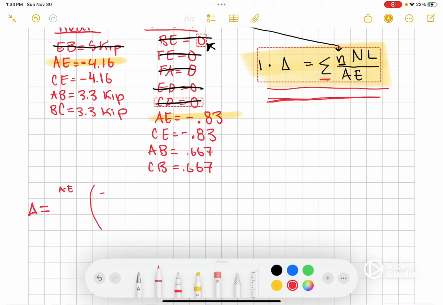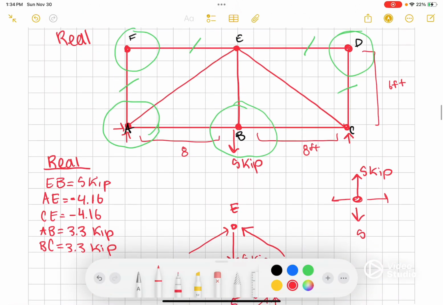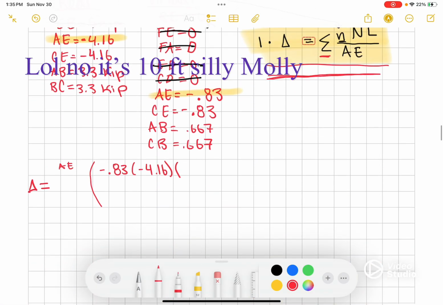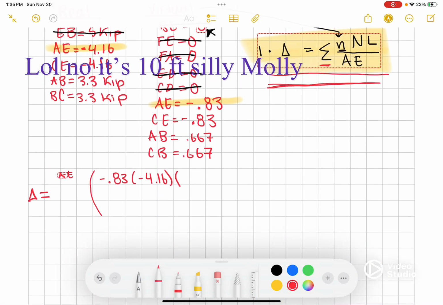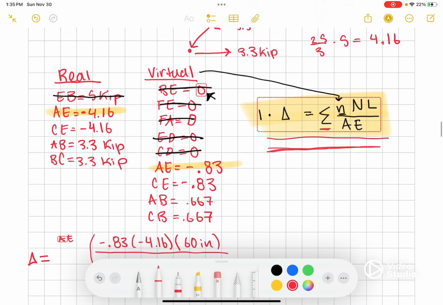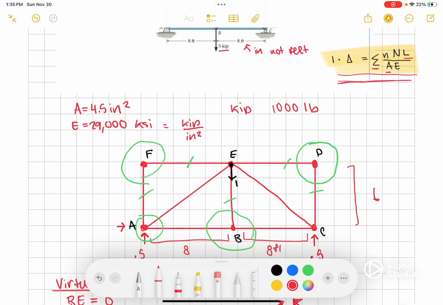Okay, so we have our, maybe I'll do it in the order that follows. So we have our little n for AE equals 0.83, our big N equals negative 4.16, and our length, now remember we're doing everything in inches and kilopounds, so our length of AE is not going to be 5 feet. We're going to do 5 feet in inches. So 5 times 12 equals 60. So 60 inches. And then we're going to divide that by AE, which is going to be the same for all of these, which is going to be 4.5 times 29,000.